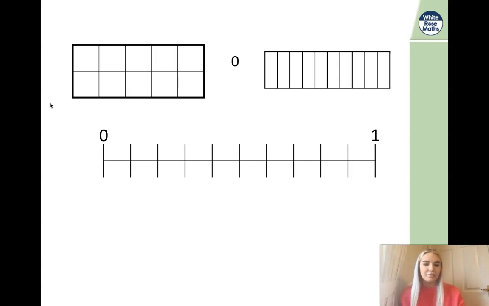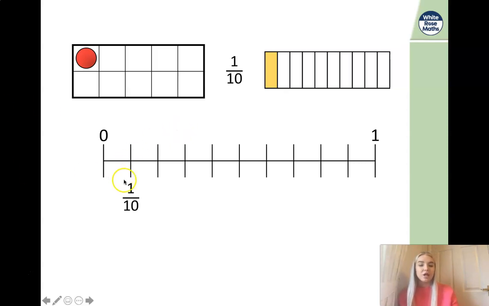Now, first of all, I can see that I have no counters in my tens frame, I have nothing shaded in my bar model, and I have nothing represented on my number line, so my fraction is 0. If I added 1 counter here, I could add 1 on my bar model, I could make the fraction 1/10. And I can see that this would be pointed to my first line on my number line because that's my first part. This time I have got 2/10.